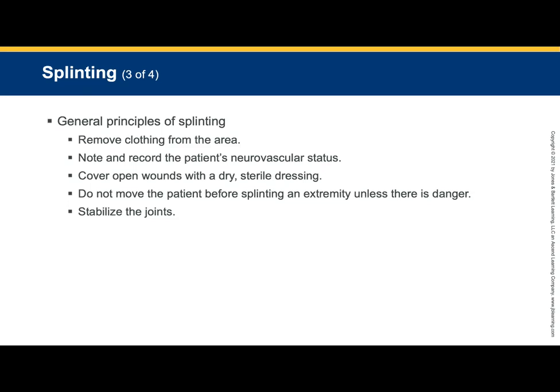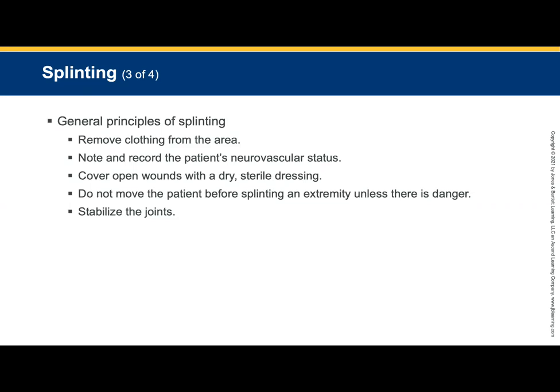Know and record the patient's neurovascular status. Basically, I want to know, do they have pulse, motor, sensory to there? What's the PMS? Cover an open wound with a dry sterile dressing before you splint it. It keeps any type of debris from coming in there. Do not move the patient before splinting an extremity unless there is an immediate danger to the patient or unless there are threats defined in the primary assessment of the ABCDs that you're unable to correct.